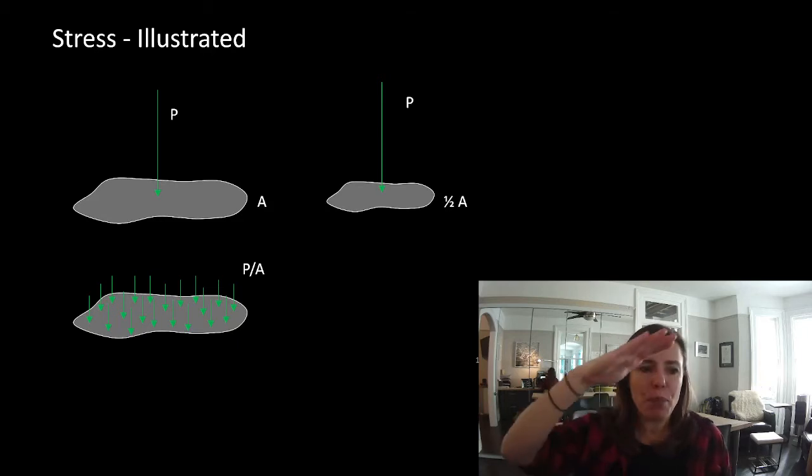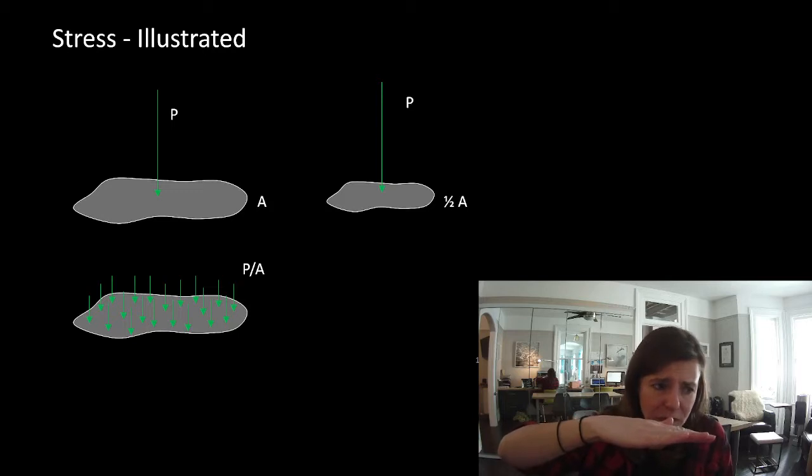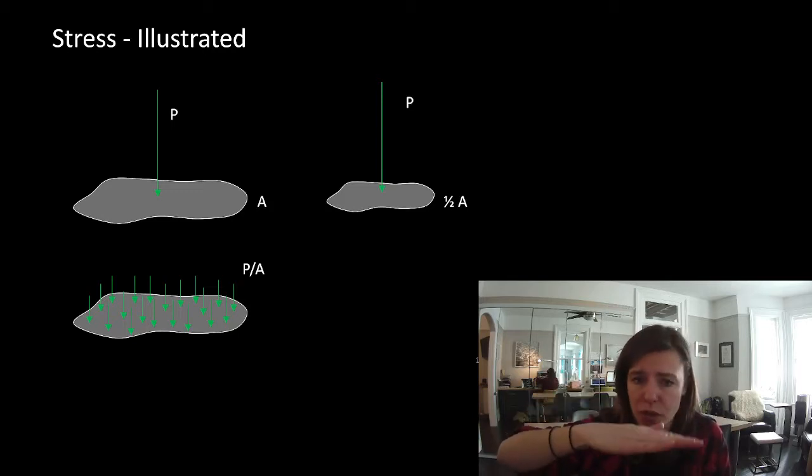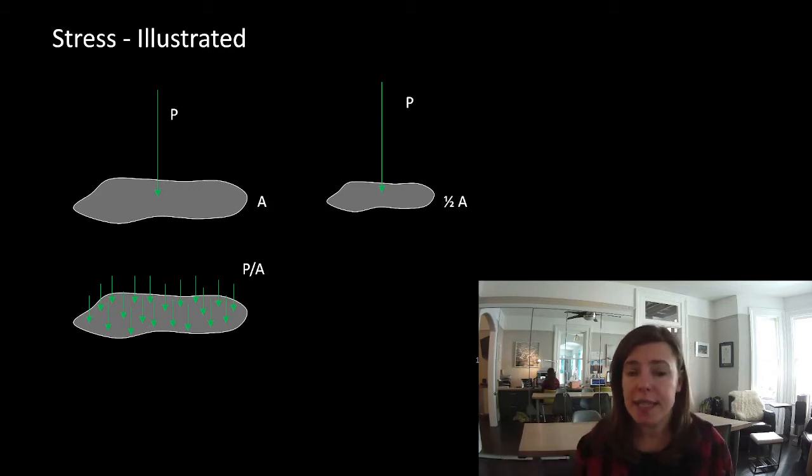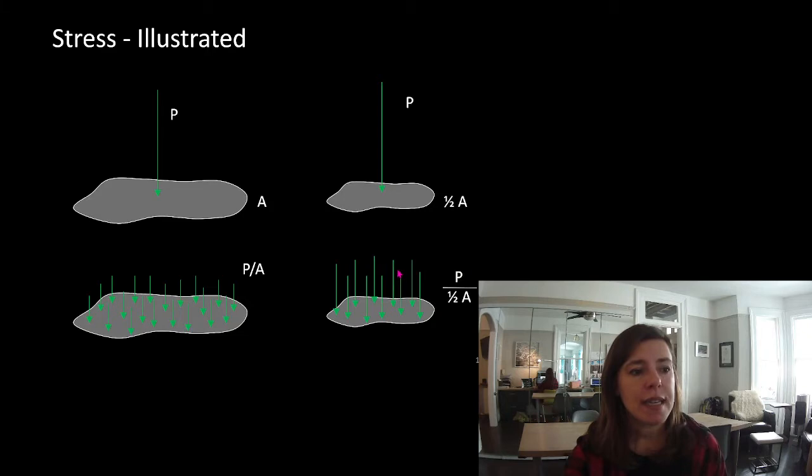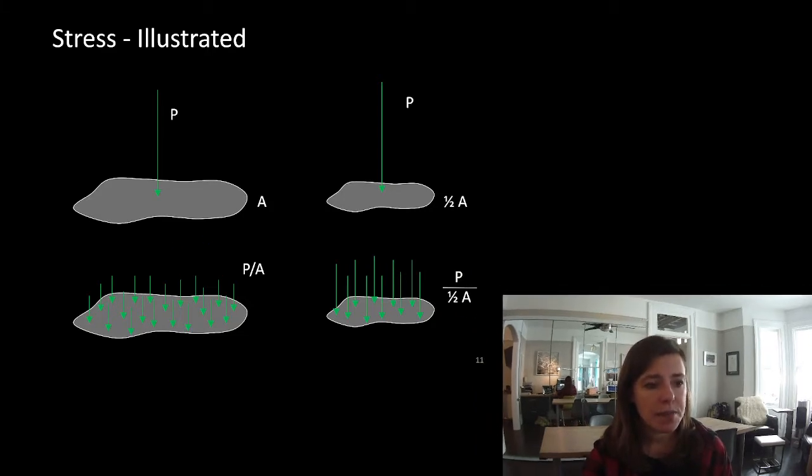All right, if you're pushing on something with a certain amount of force, you don't change the amount of force. If you make that object half the size, do you think it's easier or harder to squash that thing? Well, you reduce the area. If you're pushing with the same amount of force, it's the same as our force divided by half of our area, or P divided by 1/2 A.